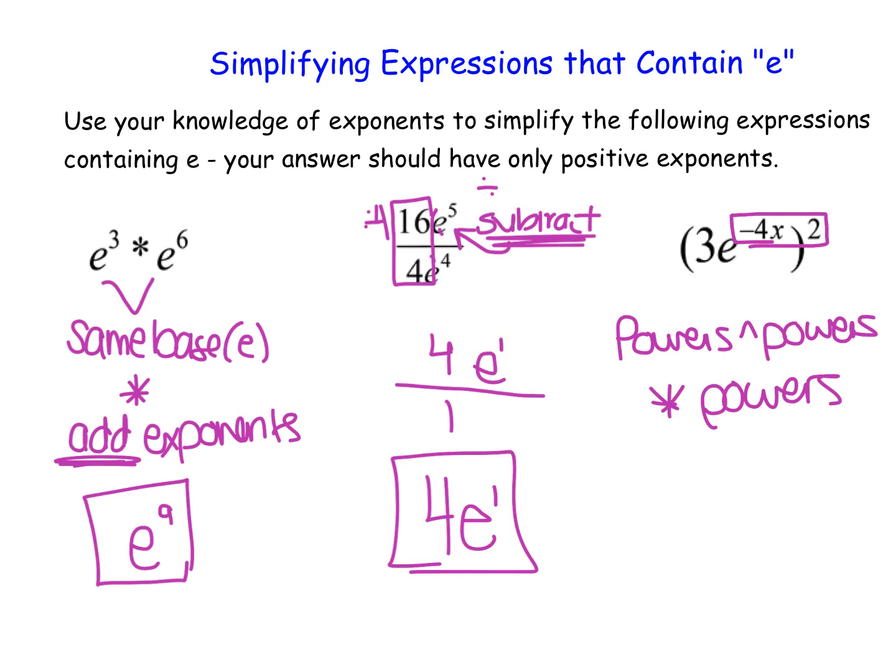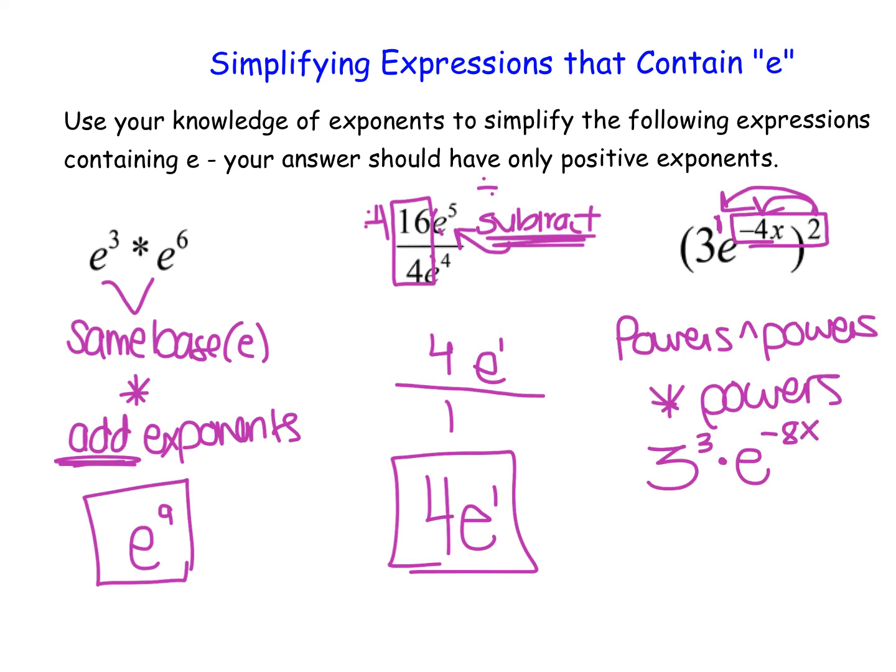Now, what you also need to remember is that 3 here also has a power of 1. So not only do you multiply the 2 times the negative 4x, but you also multiply the 2 times the power of 1 that belongs to the 3. So here, if we use our powers to powers and we multiply our powers, we end up with 3 to the power of 3 times e to the power of negative 8x.